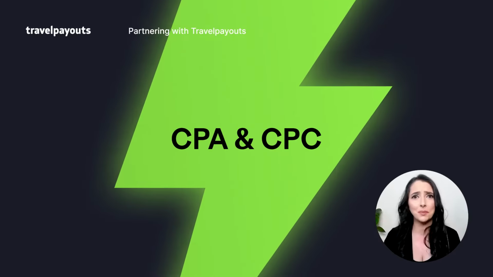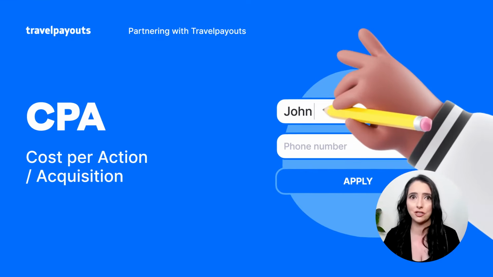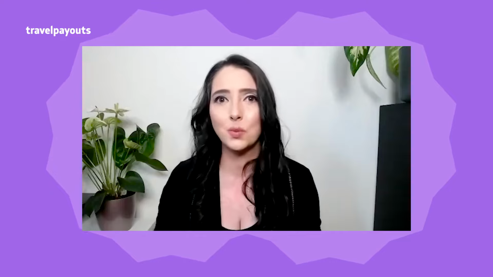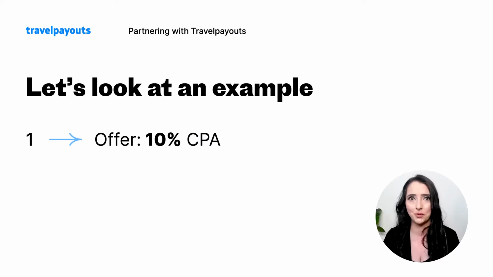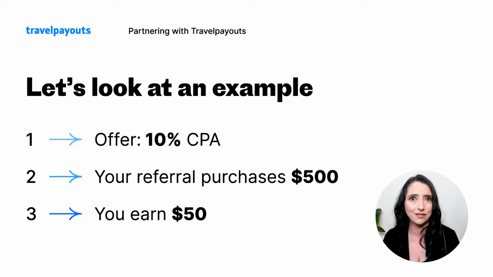We have two types of pricing models at Travel Payouts, CPA and CPC. CPA stands for cost per action or cost per acquisition. It means that you get paid when someone actually makes a purchase from your affiliate link. CPA is what most of the brands on our platform offer. Let's say a brand is offering a CPA of 10%. If someone who clicks on your affiliate link purchases a $500 product or service, you will earn $50.